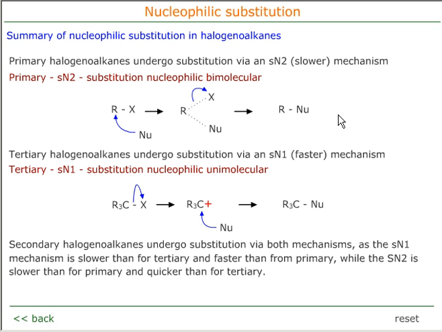So as a summary then, primary haloalkanes have to collide, the particles must collide in the rate determining step, and so it's SN2, substitution nucleophilic bimolecular, two particle collision. Tertiary haloalkanes go via SN1, and SN1 in general is a faster mechanism because the activation energy required to get to the intermediate is less. SN1 requires dissociation of the haloalkane to produce a carbonium ion, which is then attacked by a nucleophile. Secondary haloalkanes undergo substitution via both mechanisms.